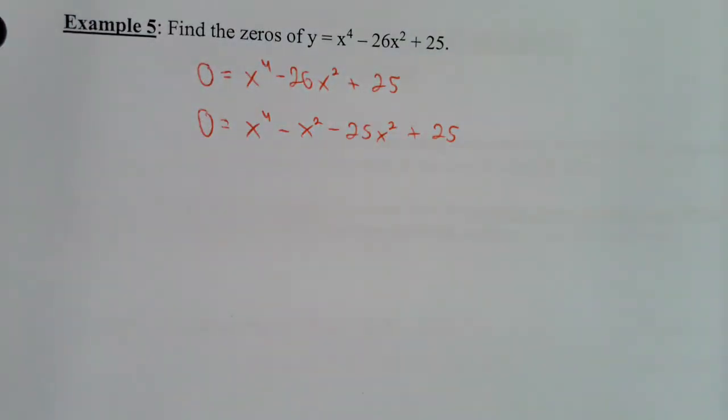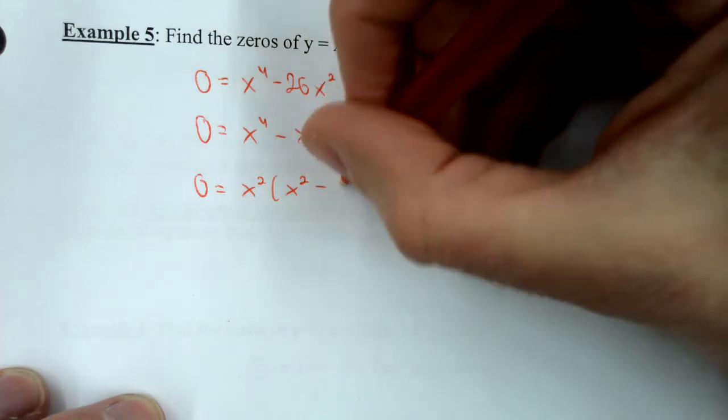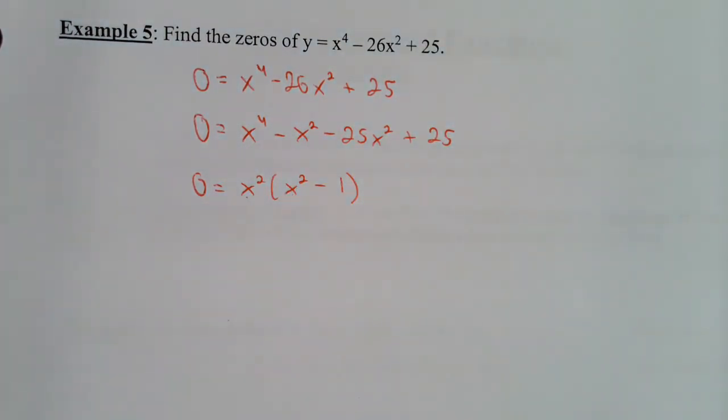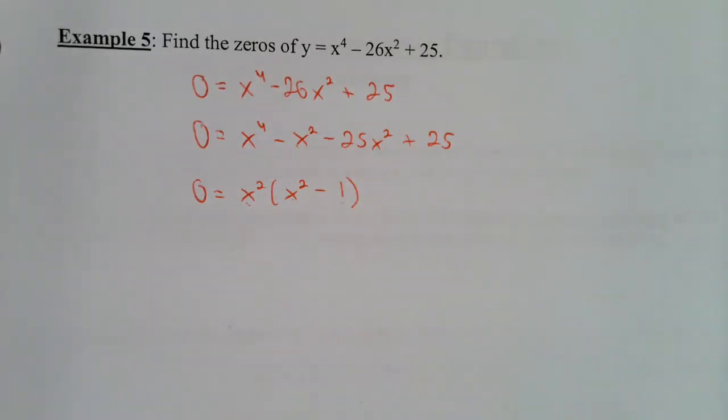Then do factoring by grouping. The first group has a GCF of x squared. So I factor that out, and it leaves me with x squared minus 1, because x squared times x squared is x to the 4th, because you add the exponents, and x squared times negative 1 is negative x squared. I'm going a little fast because we've done these a lot this year.